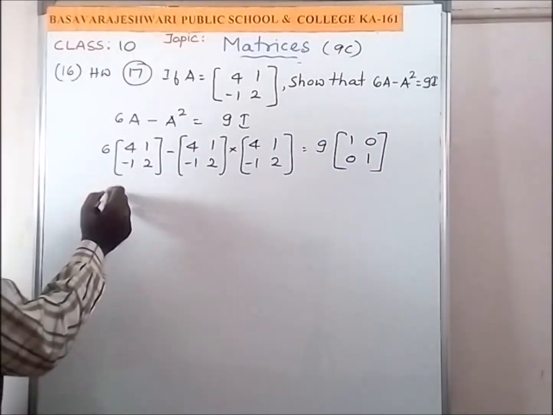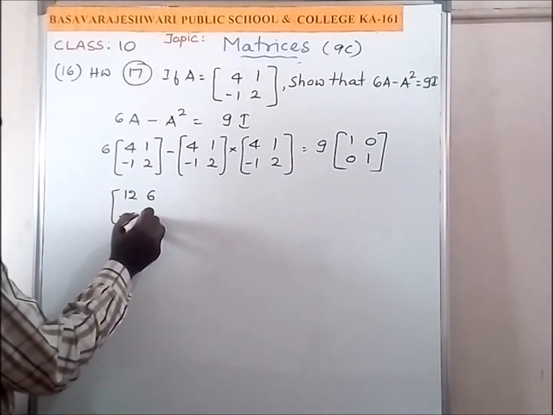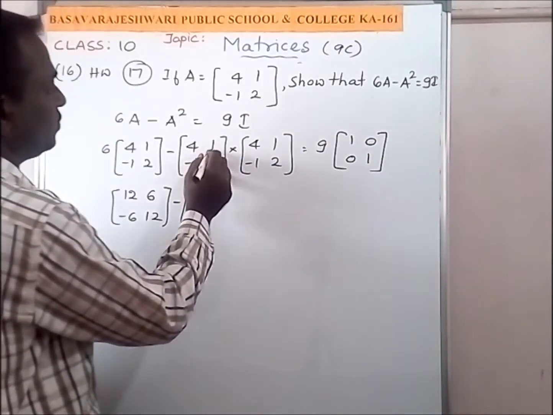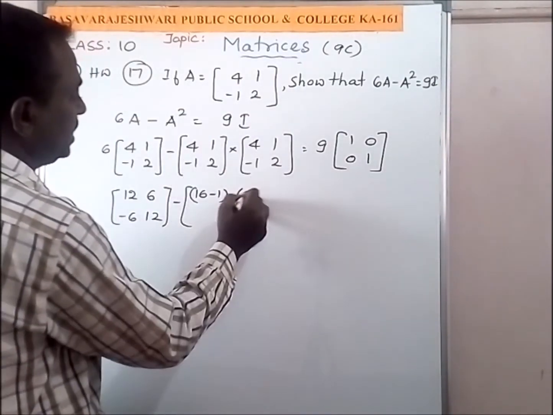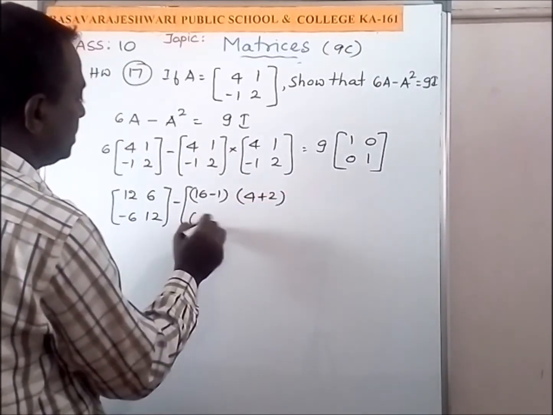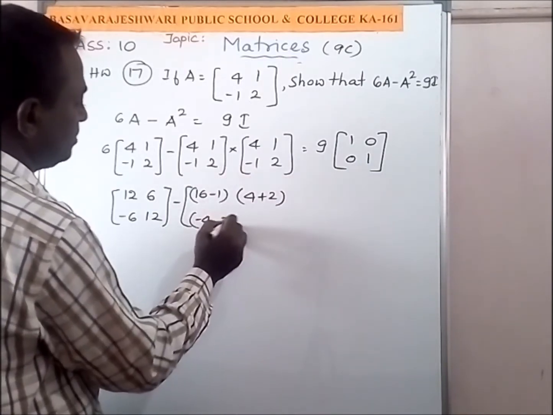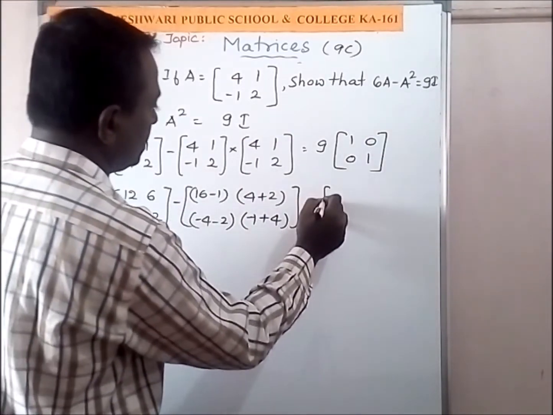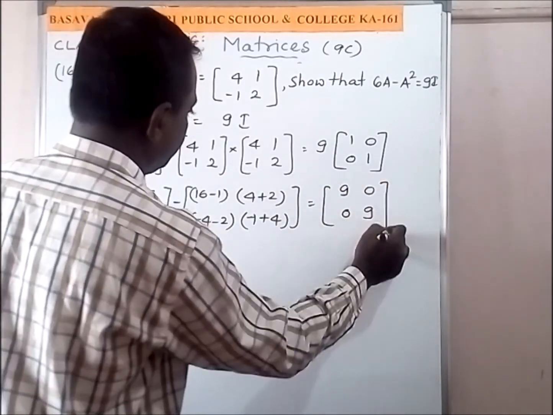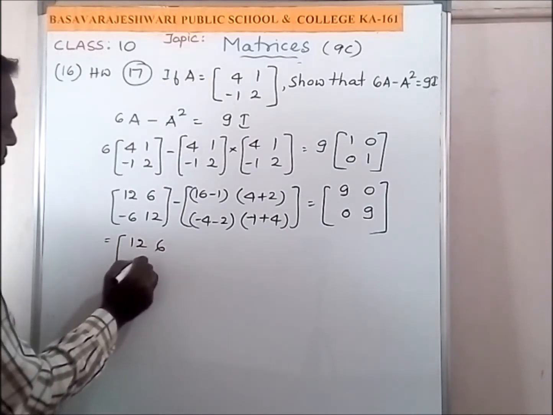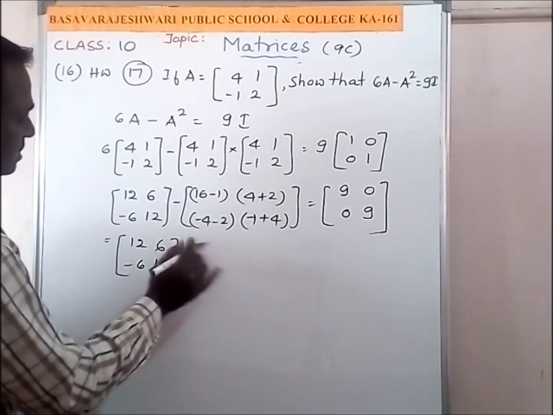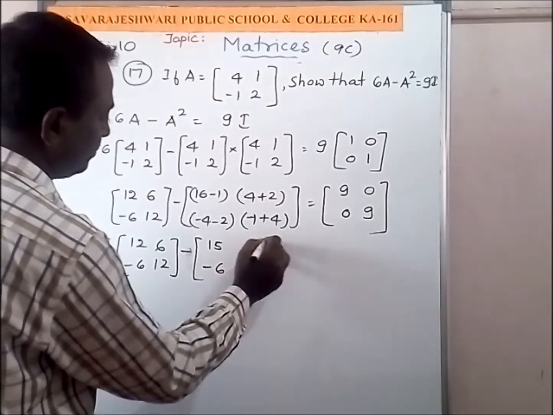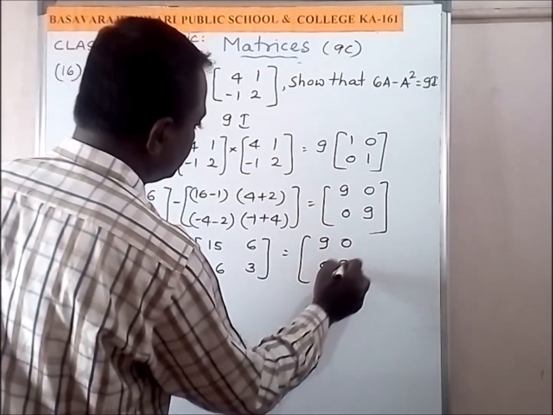Okay? Now, 6 4s are 24, 6 into 1, 6, 6 into minus 1, minus 6, 6 into 2, 12. 4 into 4, 16. 1 into minus 1, minus 1. 4 into 1, 4. 1 into 2, 2. Minus 1 into 4, minus 4. 2 into minus 1, minus 2. Minus 1 into 1, minus 1. 2 into 2, 4. This is 9, 0, 0, 9. 12, 6, minus 6, 12 as it is. Minus 15, 6, minus 6, plus 3 is equal to 9, 0, 0, 9.